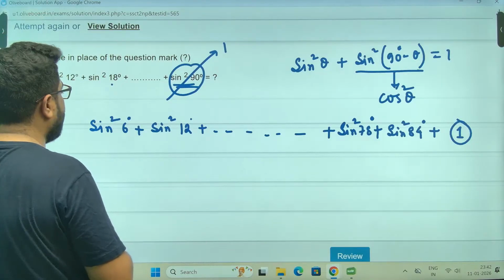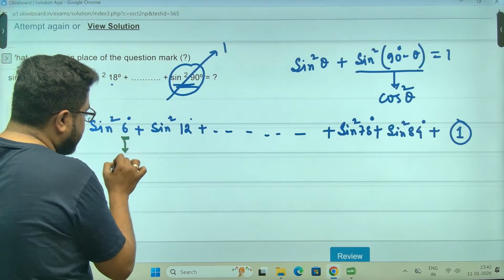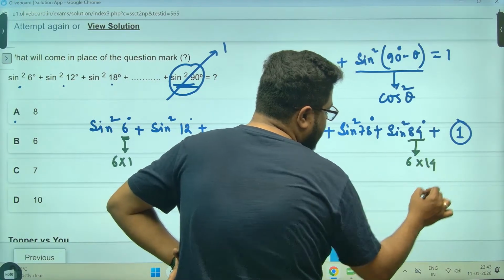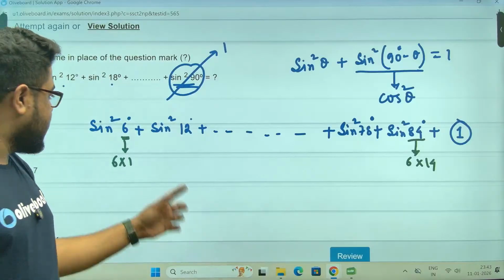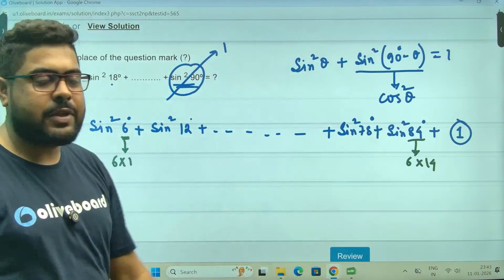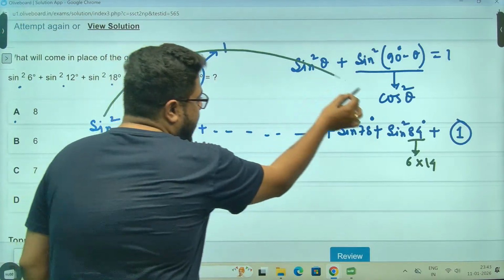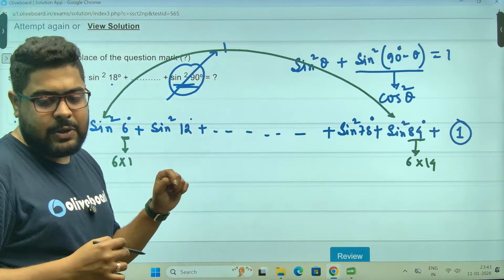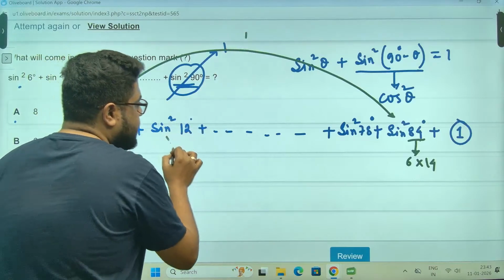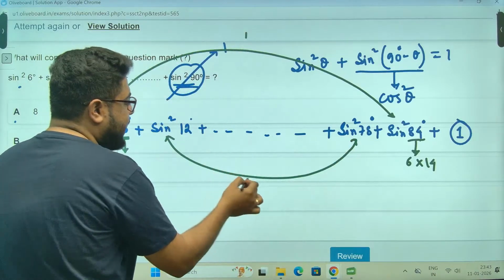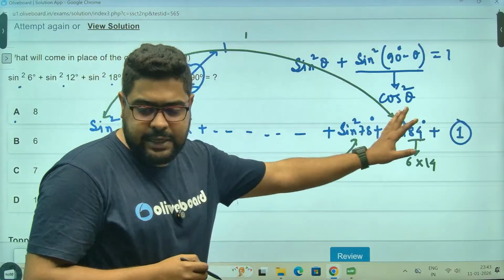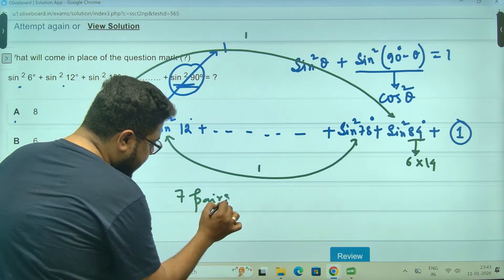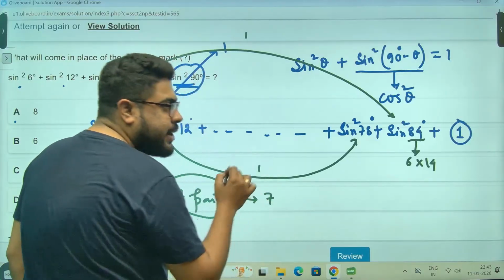Now how many terms are there here? It starts from 6 into 1 and goes to 6 into 14, so total 14 terms. Again, I'll make pairs now. Sine square 6 and 84: 84 plus 6 is 90, so this gives me a 1. 12 and 78 again give me another 1. So 14 terms make 7 pairs, and every pair value is 1, so 7 pairs give 7.